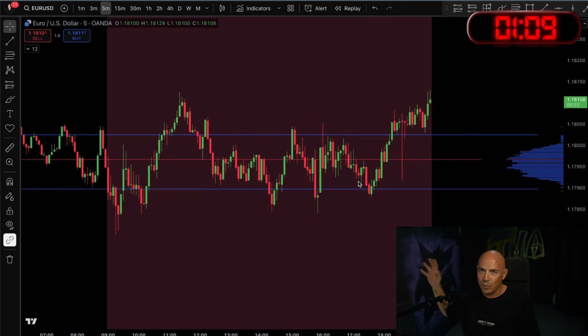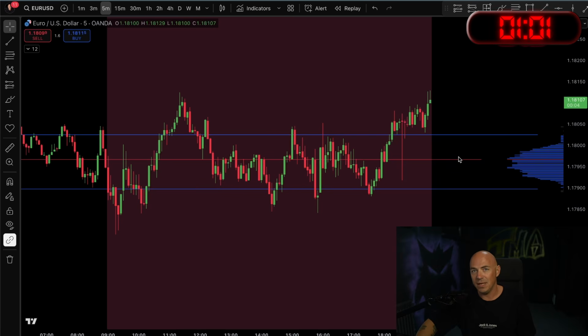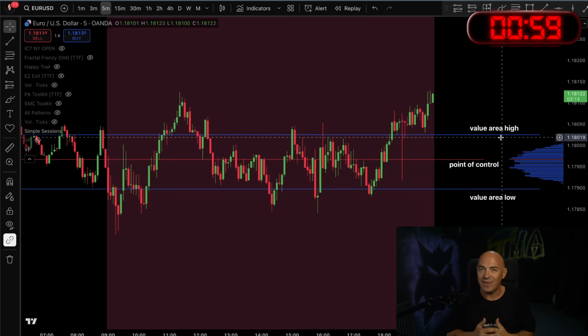So on a volume profile, there are certain things that you need to look out for. 3 in particular. There is the VAH and the VAL, as well as the POC. The VAH is the value area high, the VAL is the value area low, and the POC is the point of control. All 3 are very important when looking at the volume profile.